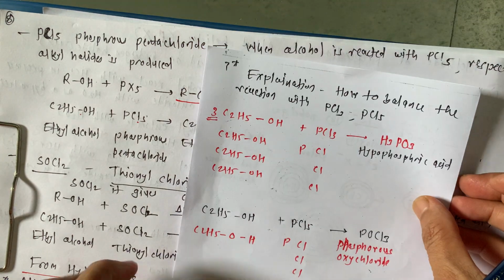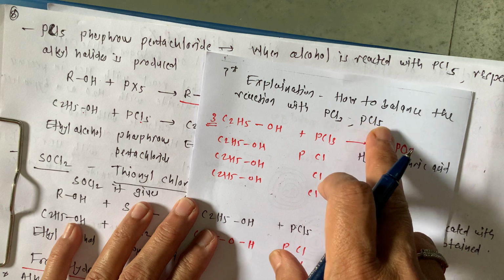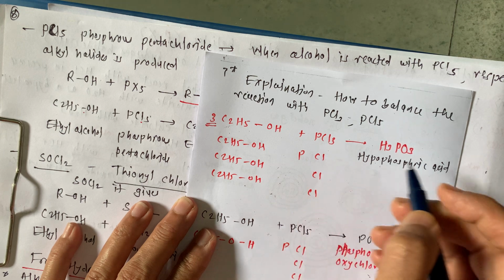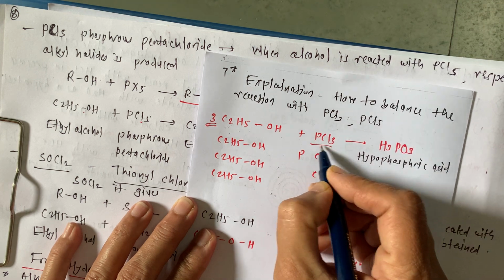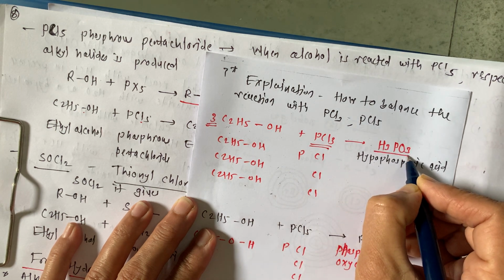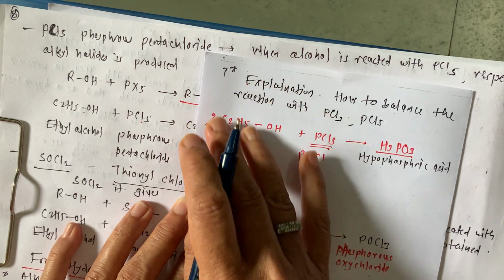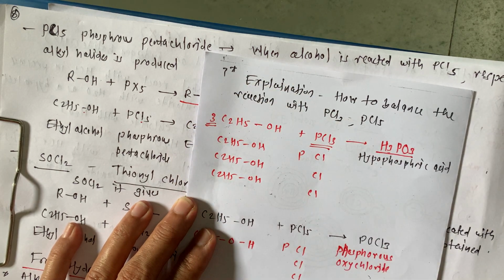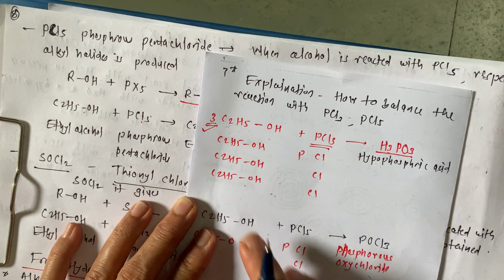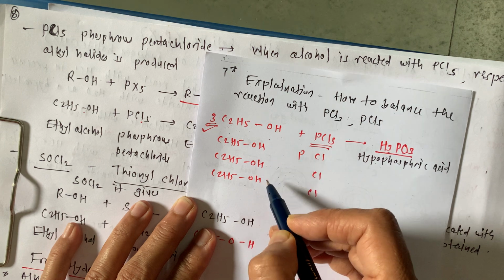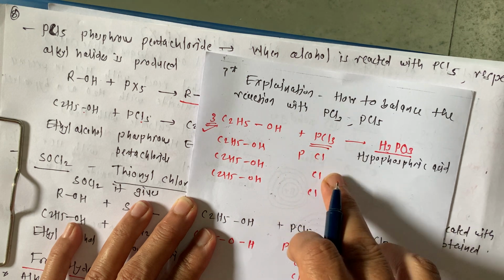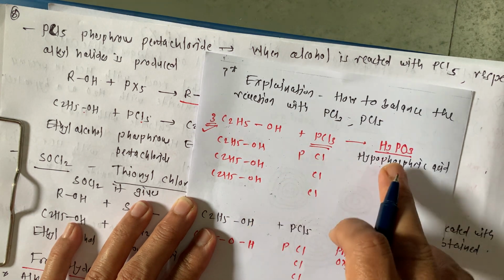See, now here is how to balance the reaction with PCl3 and PCl5. Here it is C2H5, that is ethyl alcohol, reacting with PCl3. Always remember, if a PCl3 reaction is there, then the byproduct is H3PO3. Means what? You have to remove H3PO3 from the reactants first. To balance this reaction we need 3 molecules of ethyl alcohol. This is the first molecule, this is the second molecule, this is the third molecule. Now here is PCl3: P, 1 Cl, second Cl, third Cl.